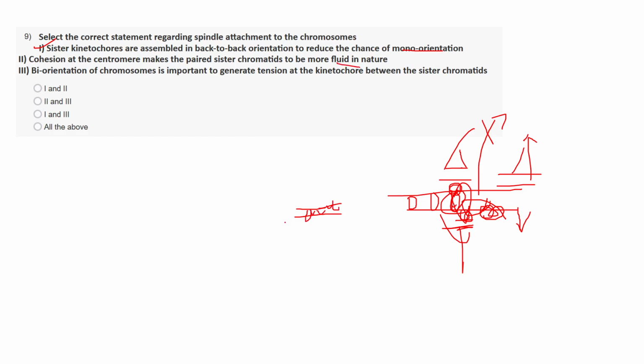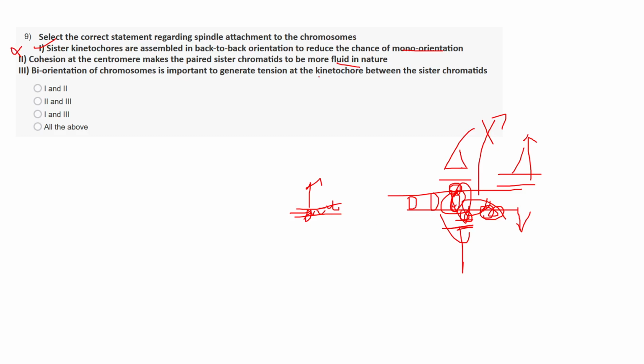The fluid region, basically, is mediated by the degradation of cohesin. That will allow the sister chromatid separation and formation of the euchromatin region, the loosened part of the chromosome, which is found in interphase. So this option is incorrect.